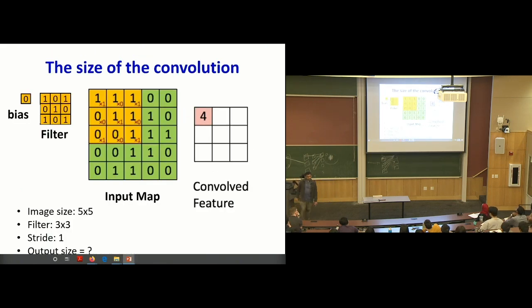Now consider this guy here. I'm scanning this 5x5 image using a filter which is 3x3. How many steps can I take before the filter falls off the edge? Stride 1. 3, right? Once I take a third step, if I try to take a fourth step, the filter falls off the edge. So what is the size of the output going to be? Only 3x3, because there are only so many positions I can move before my filter falls off the edge.